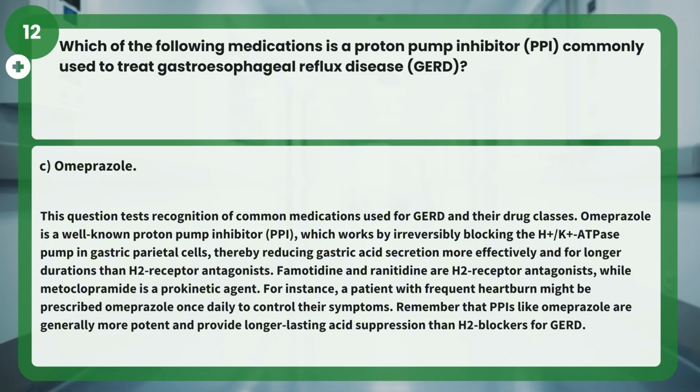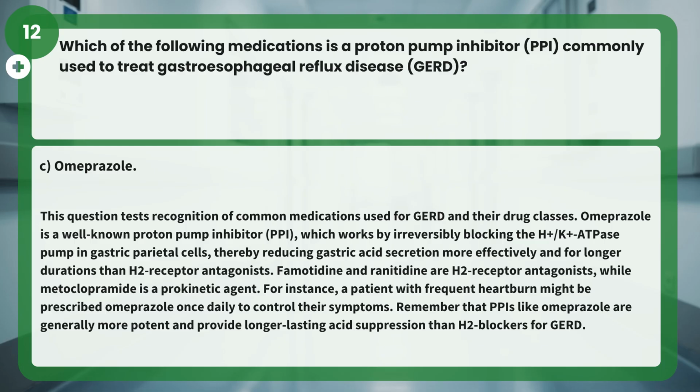Answer, C. Omeprazole. This question tests recognition of common medications used for GERD and their drug classes. Omeprazole is a well-known proton pump inhibitor, PPI, which works by irreversibly blocking the H+/K+ ATPase pump in gastric parietal cells, thereby reducing gastric acid secretion more effectively and for longer durations than H2 receptor antagonists. Famotidine and ranitidine are H2 receptor antagonists, while metoclopramide is a prokinetic agent.